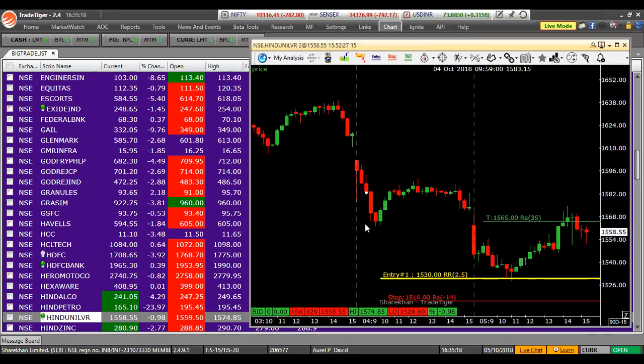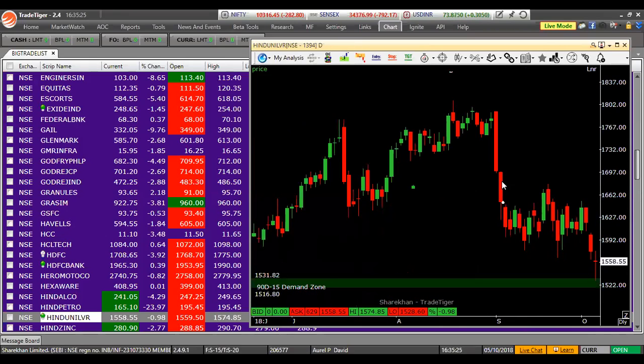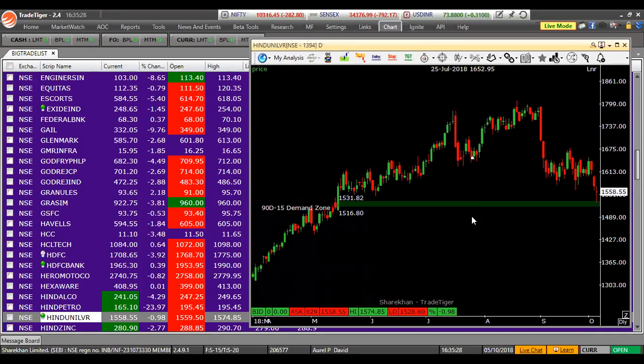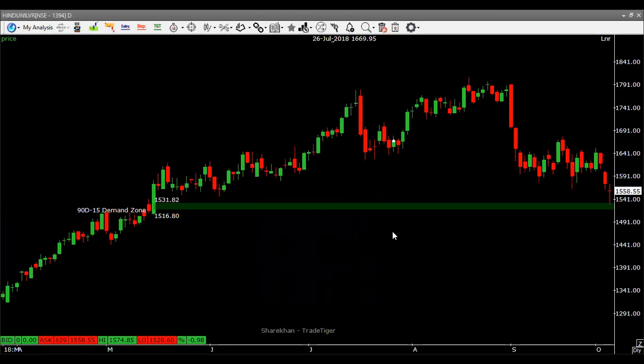So how did I time this particular buy? Let me just show you on a daily chart. As you can see, this is my demand zone, which I had marked on a 15-minute chart, but I'm showing you right now on a daily chart. Here we had a rally, a base, and a rally. So this is a demand zone.